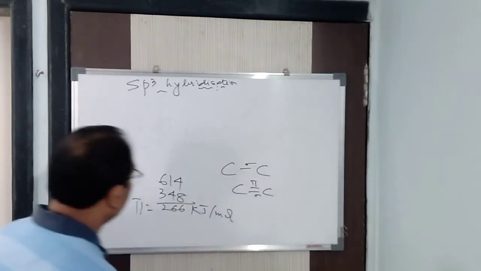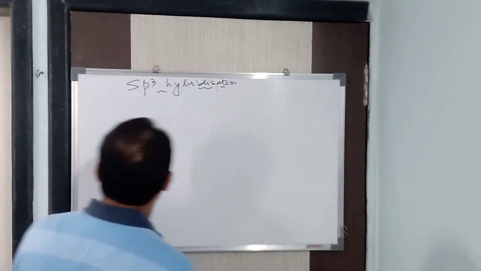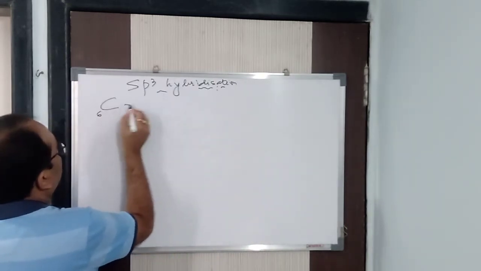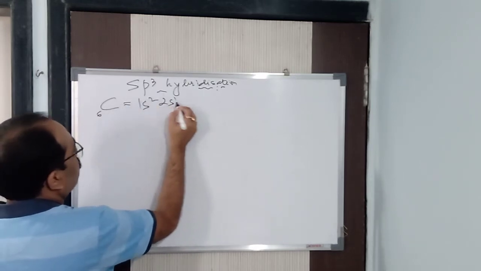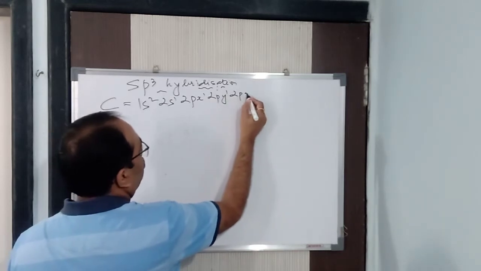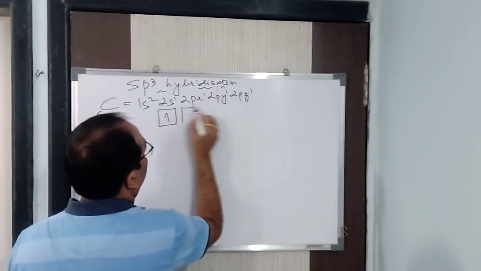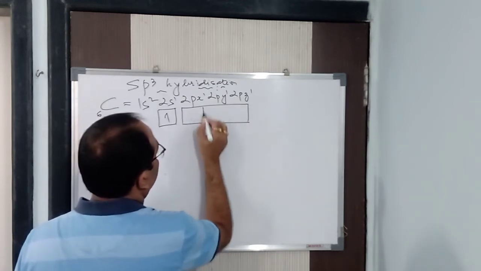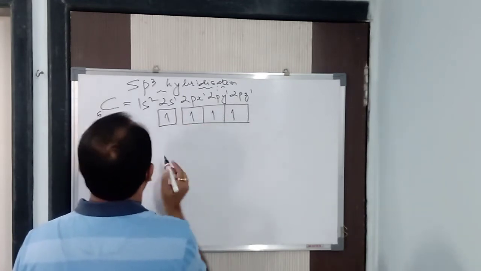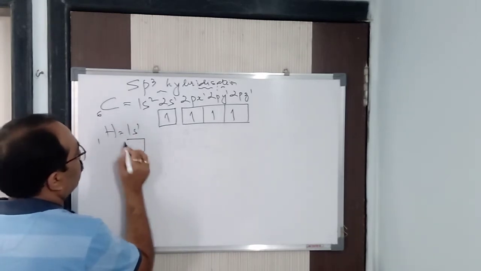Alright, now let us come to the diagram of sp3. I'll take the ethane molecule. Carbon's electronic configuration is 1s2, 2s1, 2px1, 2py1 and 2pz1. I'll take the excited state, where 2s1, 2px1, 2py1, 2pz1 have one electron each. Hydrogen is 1s1.